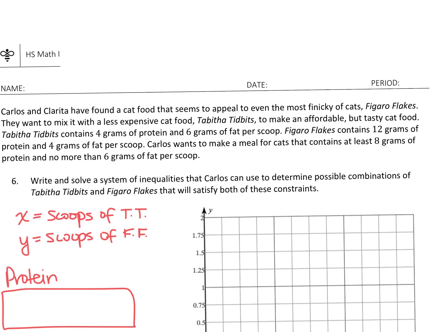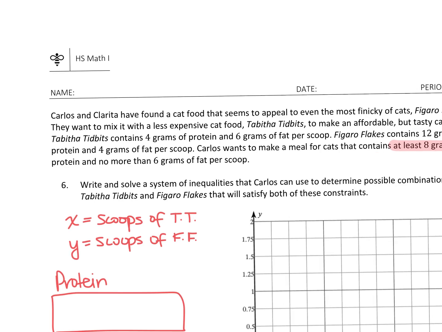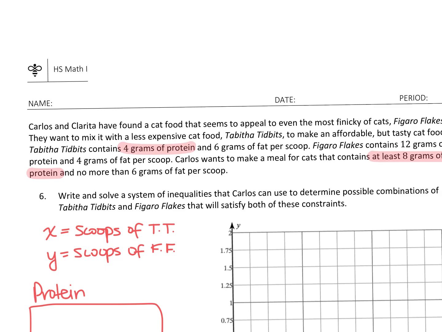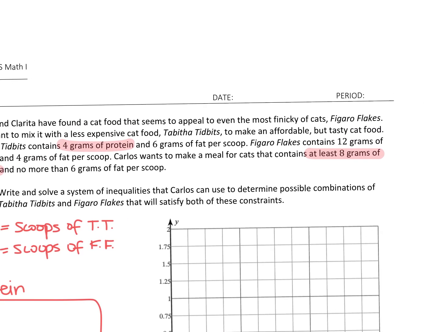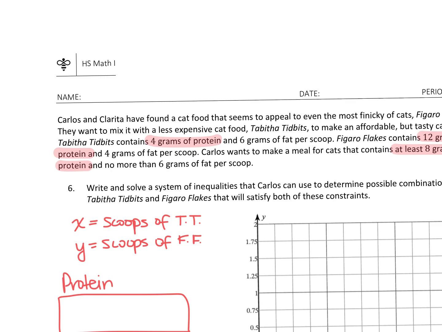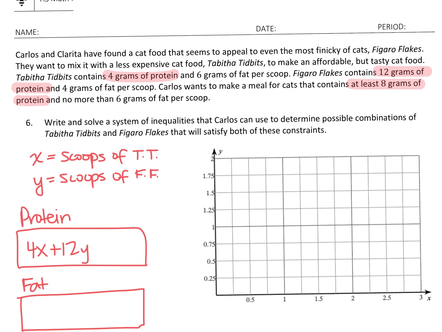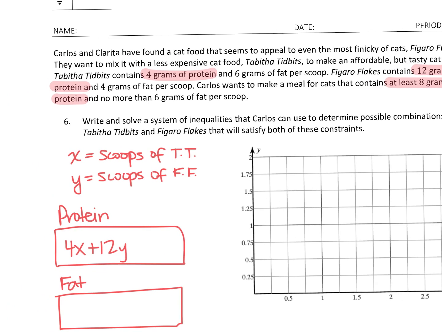It has to have at least 8 grams of protein, so that's important. Tabitha Tidbits has 4 grams of protein, and Figaro Flakes has 12 grams of protein. Let's put those in. Tabitha Tidbits is x, so we go 4x. Figaro Flakes is y, so we go plus 12y, and that has to be at least 8 grams of protein. So really they want more, so greater than or equal to 8.